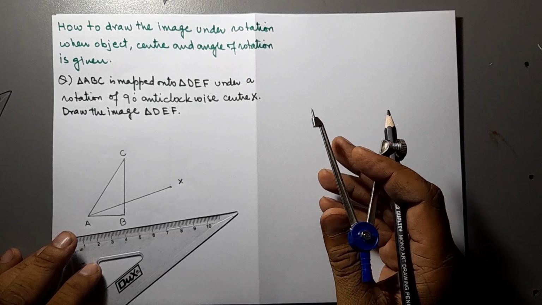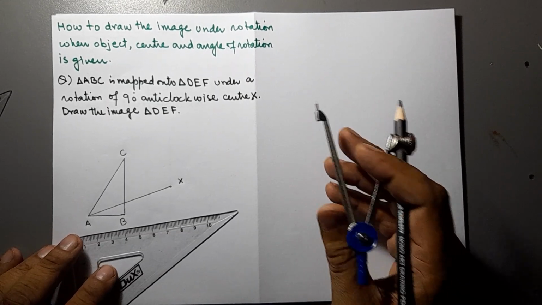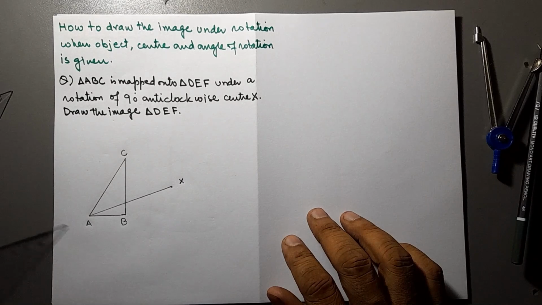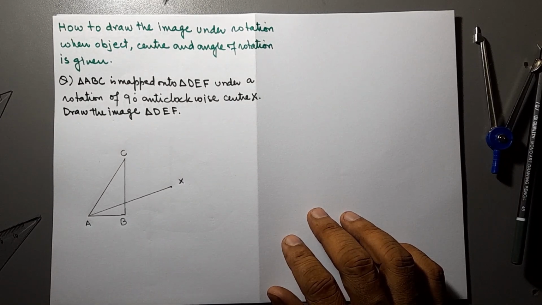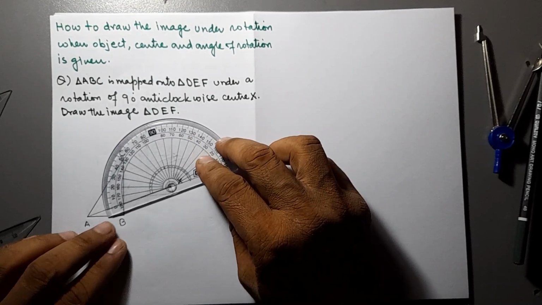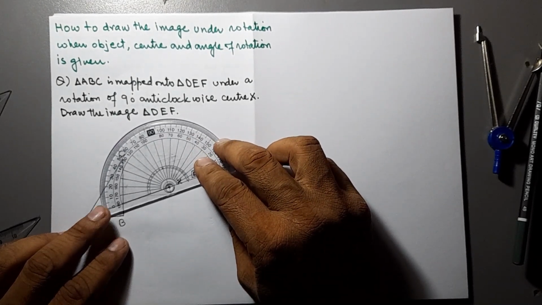The line should be a very light line so that the actual triangle is not dominated by this line. Now, I will put the protractor at point X with 0 on the line AX and center at X.